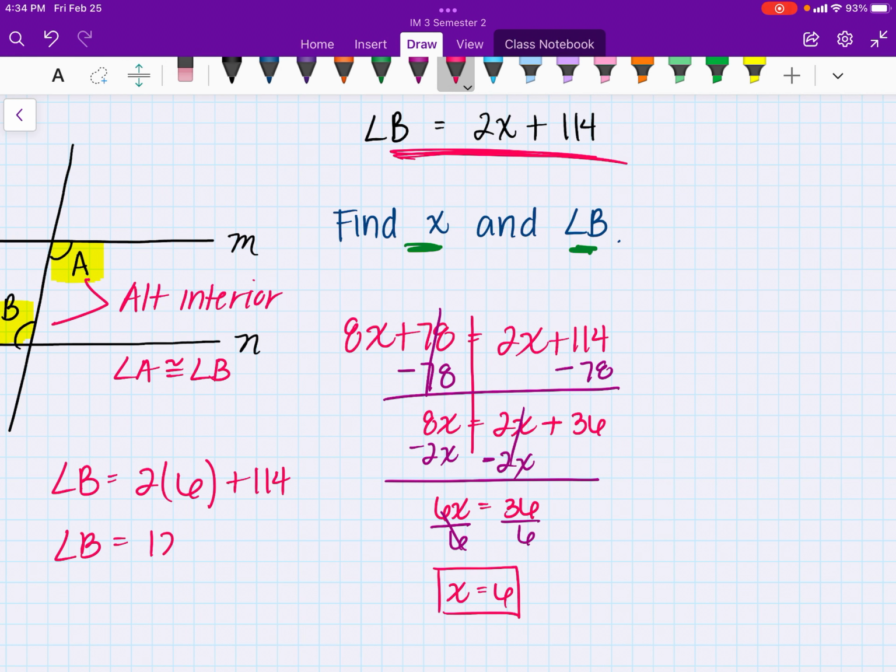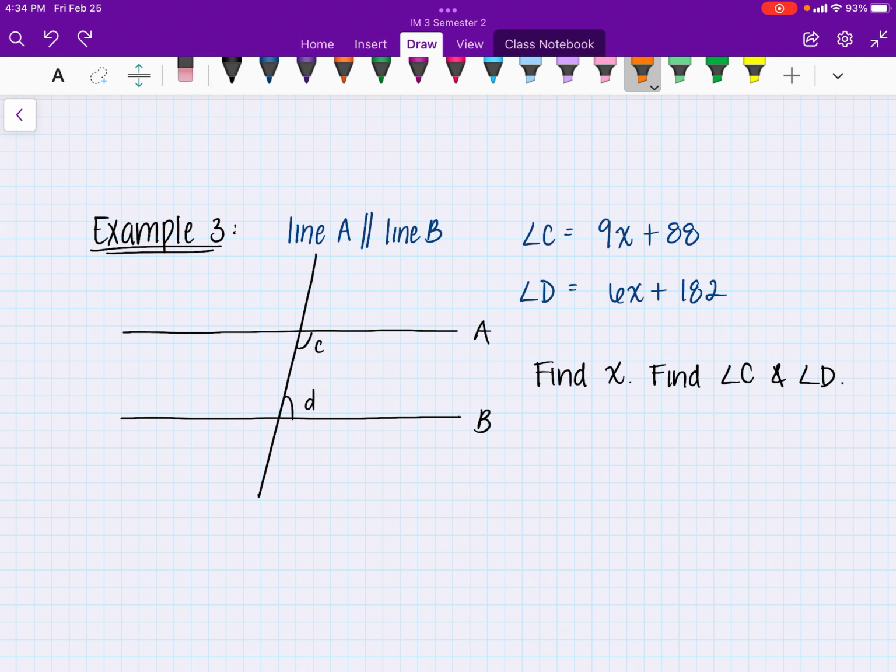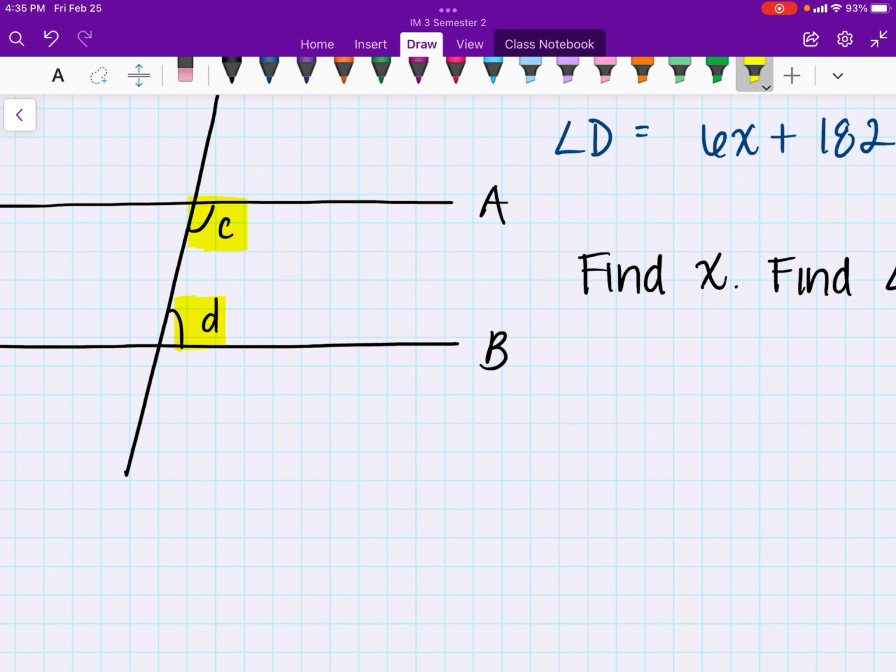All right, let's take a look at this next one, and this is actually our last one. In this case, we have, once again, lines A and B, and they're parallel to each other. They're cut by a transversal, and they're giving us angles C and D. Now it says find X and find angles C and D. Let's take a look at where these angles are located. Once again, these angles are both on the inside.